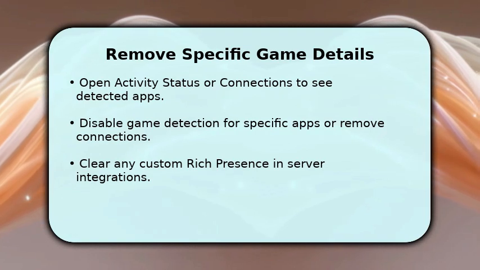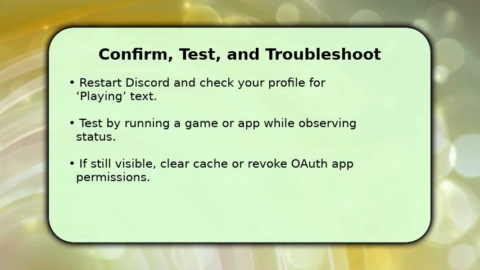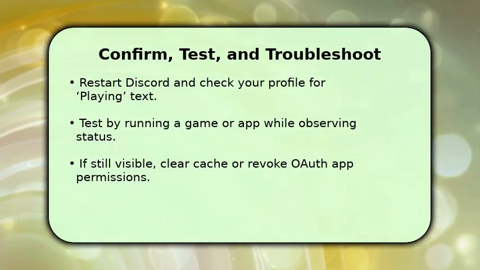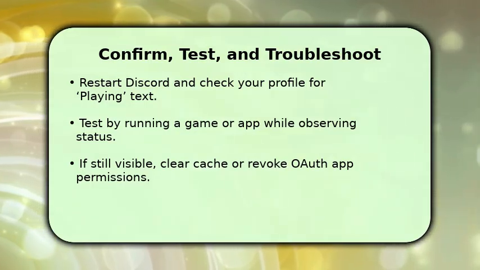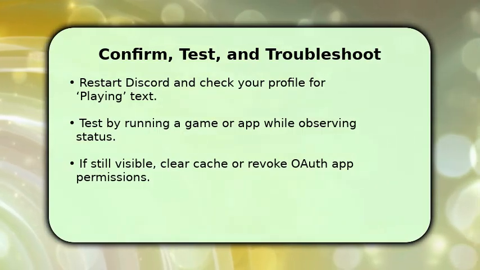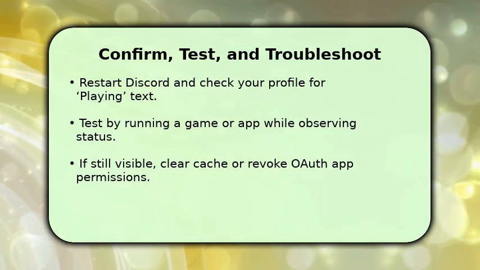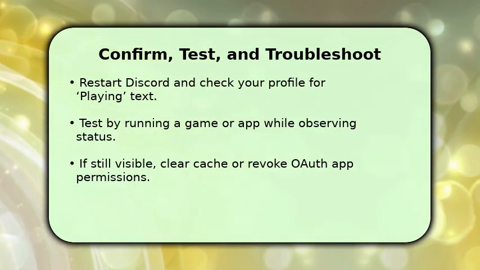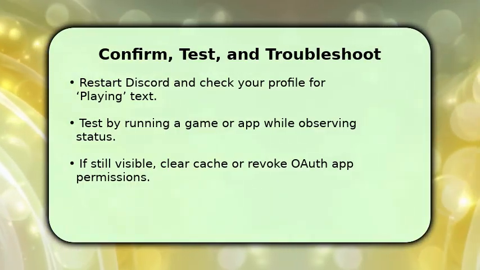Finish by restarting Discord so changes fully apply. This forces the client to refresh status data. You should run a quick test. Open a game or app and then check your profile from another account or ask a friend to confirm nothing displays. If the playing tag persists, clear Discord's cache or sign out and back in, and review OAuth app permissions in connections to revoke access. If problems continue, reinstall Discord.